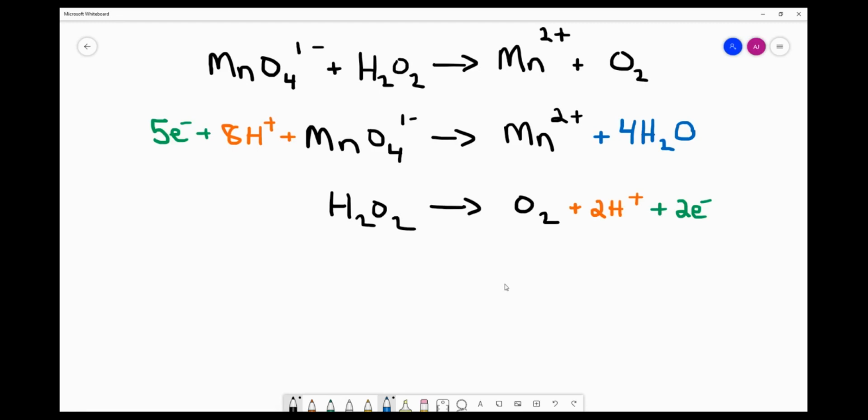In a redox reaction, the electrons gained through reduction must equal the electrons lost through oxidation. So we must make these 2 electrons gained and lost equal to each other. So we'll find the least common multiple, which in this case will be 10. I'm going to multiply the first equation by 2, so I'll put times 2, and the second equation by 5. So what I'll do here is multiply every single term, including the electrons, by that multiple.